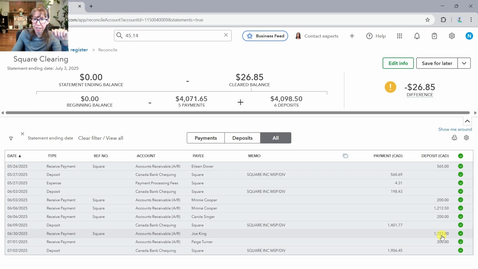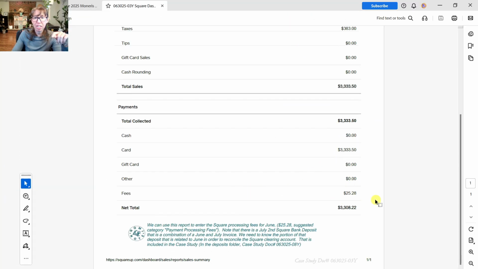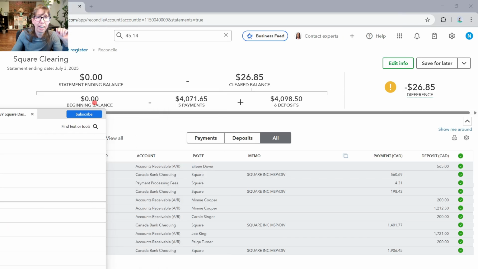This is another example of a deposit on July 2nd that has a bit of July 1st, a bit of June 30th, has fees related to June and some fees related to July, and all we've been told is the total fees for June is $25.28. So let's go ahead, we'll put in those fees of $25.28.